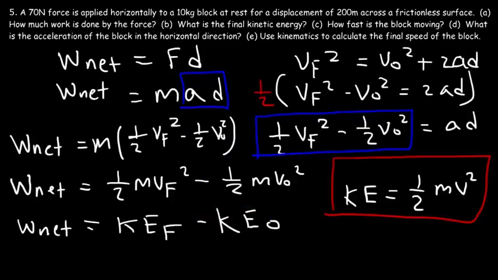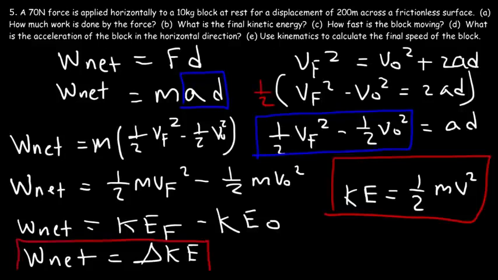And so the final kinetic energy minus the initial kinetic energy is equal to the change in kinetic energy. So we have this principle, the work energy principle. That is, the net work done on an object is equal to the change in the kinetic energy of that object. So keep this principle in mind. It's very useful. How much work is required to accelerate a 1,500 kilogram car from 15 meters per second to 40 meters per second?